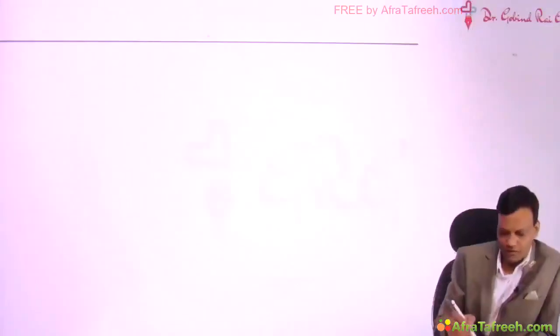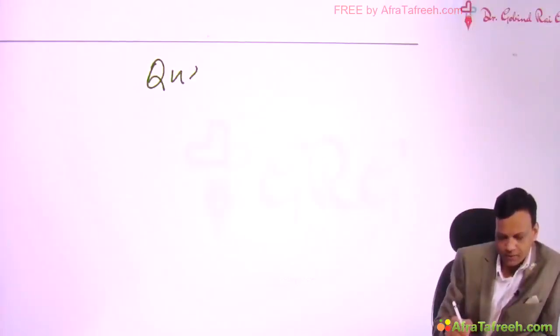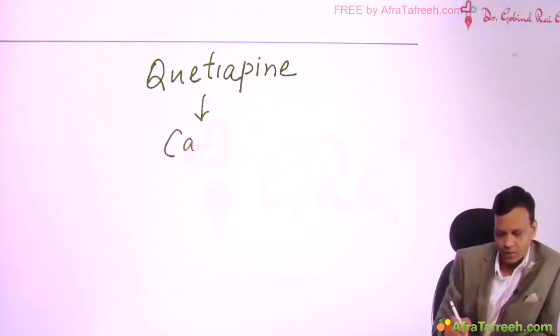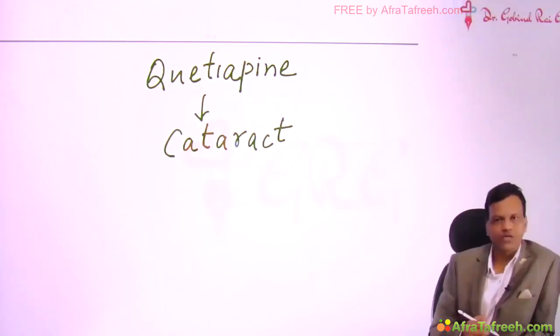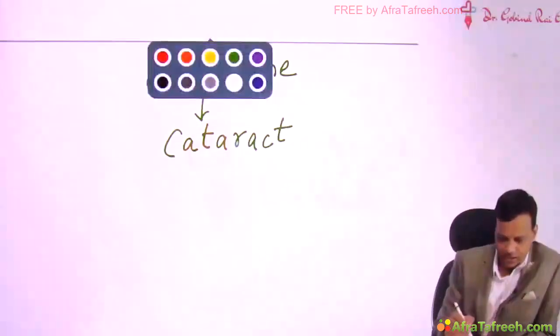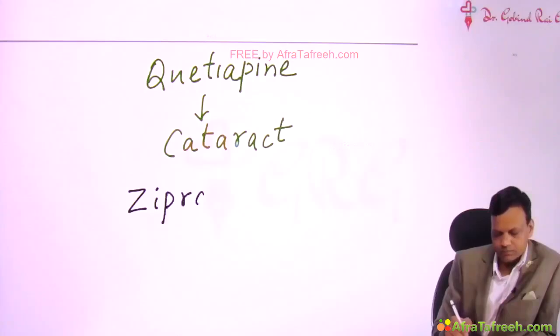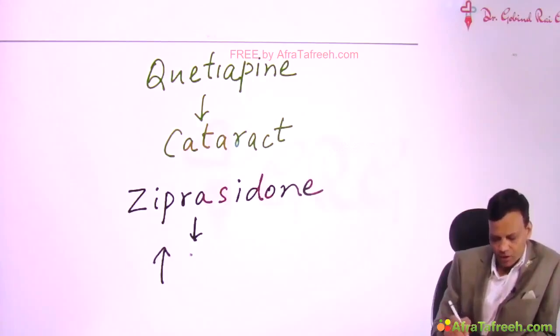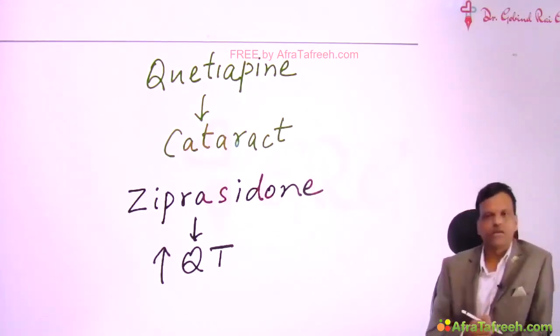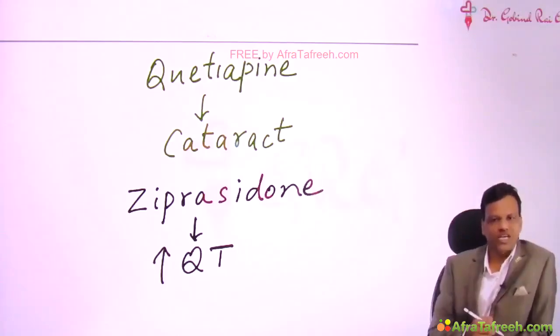Okay. Then we have a drug called quetiapine. This is associated with cataract. Quetiapine can cause cataract. Then we have another drug which is called ziprasidone. It is associated with prolonged QT interval. That means it predisposes to torsades de pointes. Ziprasidone can cause prolongation of QT interval.